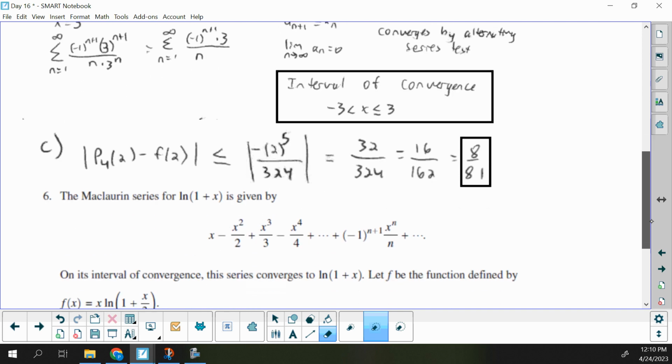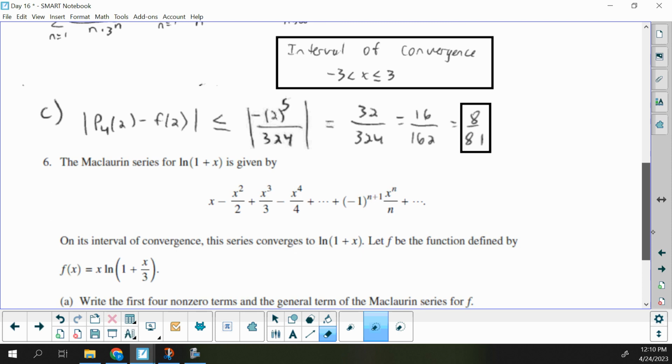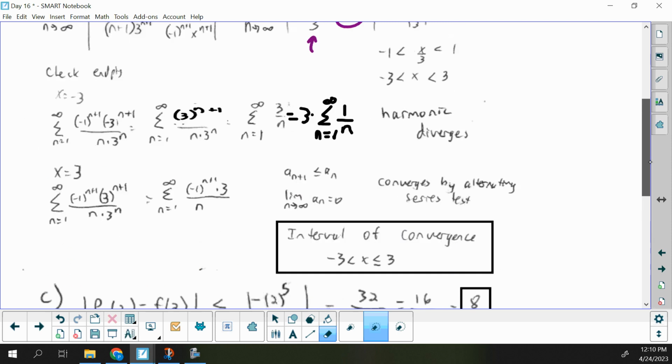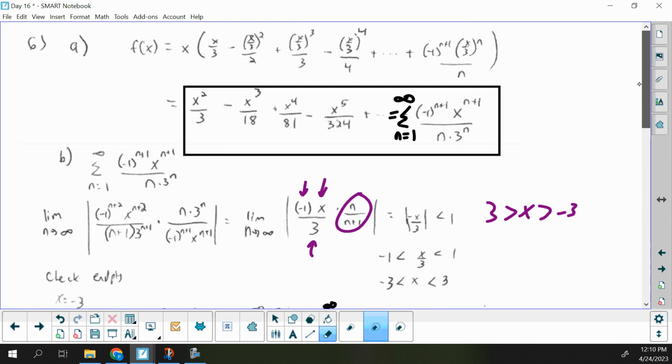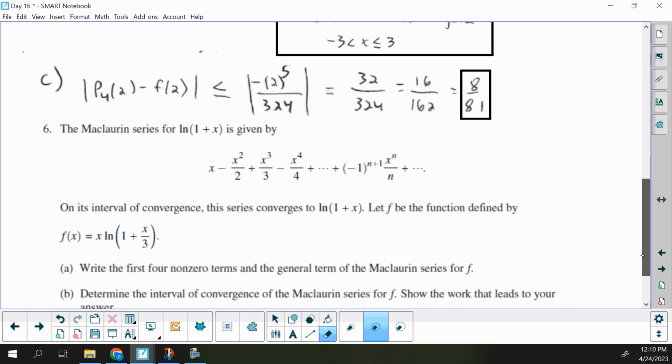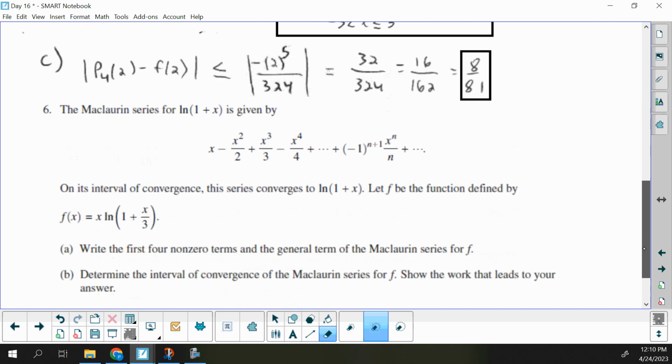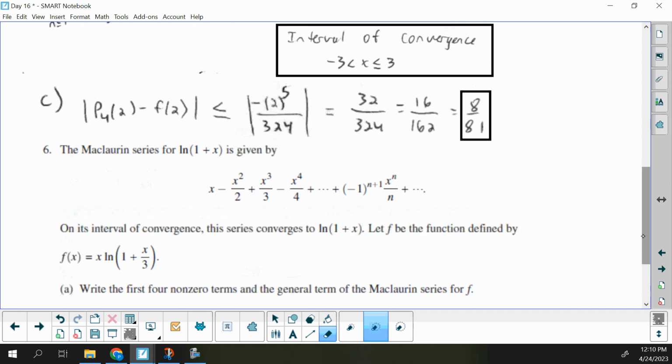And then this is just asking us for the error of our fourth degree polynomial, so we go to the next term. If we look back up here, our next term after the fourth degree one was this. So we were just taking this term and filling in 2 for x. And technically, any of these would get you full credit because they all have the same value.